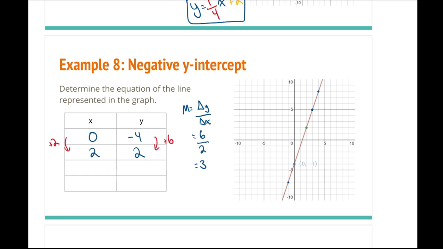For the b value, or the constant, again, there's multiple ways. I can look at the y-intercept, where the line crosses the y-axis, or I can look at the table and see when x is 0, what is y. Regardless of which method you use, we can then write out our equation, y equals 3x minus 4. So we do have a negative y-intercept here.